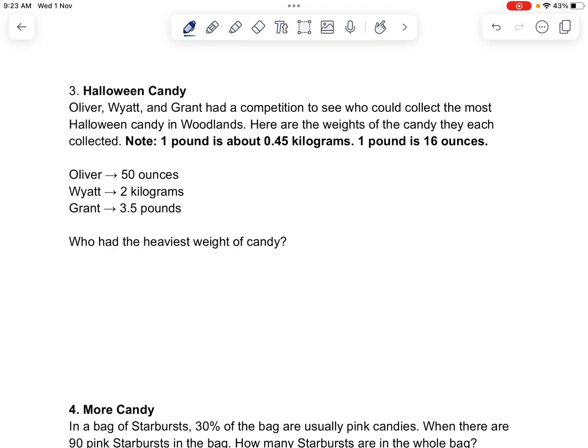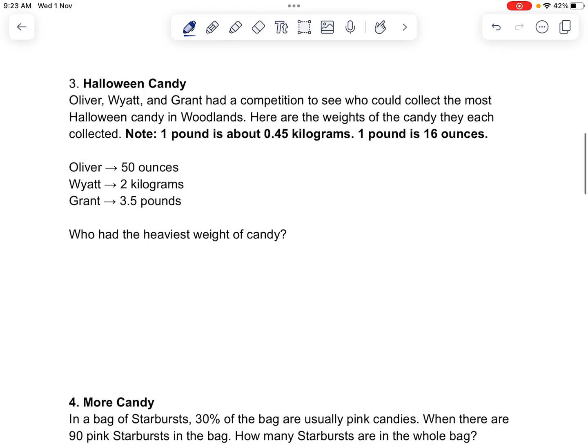Question 3. Oliver, Wyatt, and Grant had a competition to see who could get the most Halloween candy, and the weights are given below, as well as information about the conversions. And so we're trying to figure out which one has the heaviest amount of candy. So in order to compare these, I want to make all of my units the same.